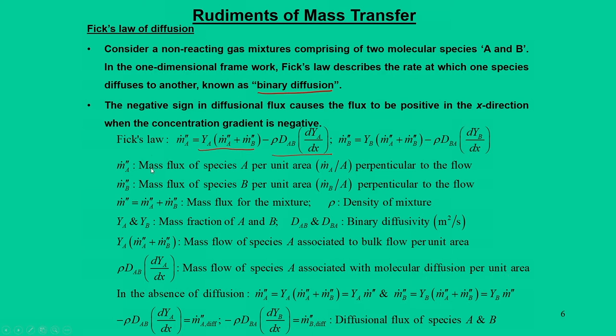So by Fick's law, when you do the mass balance, there are two parts. One part we call the bulk mass flow of species A, associated with the bulk flow.